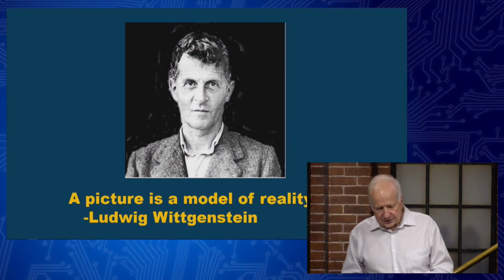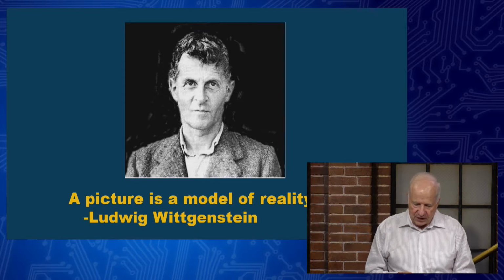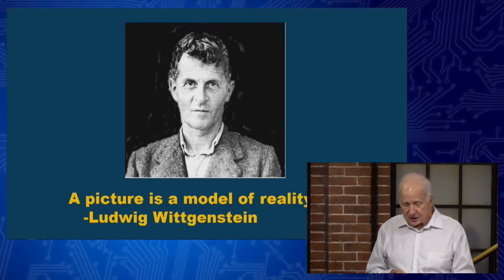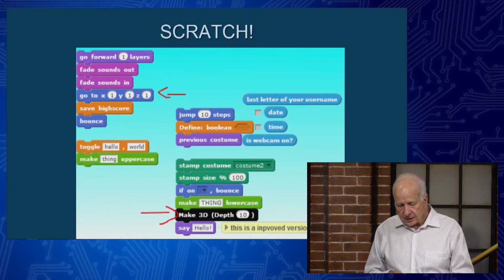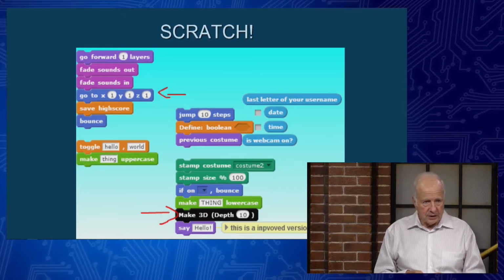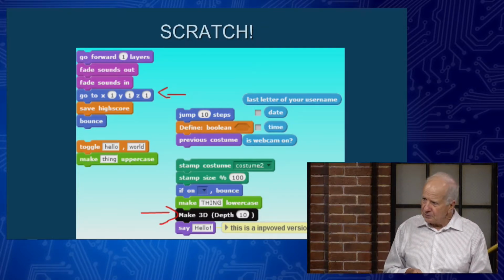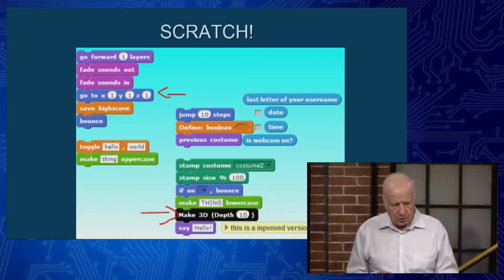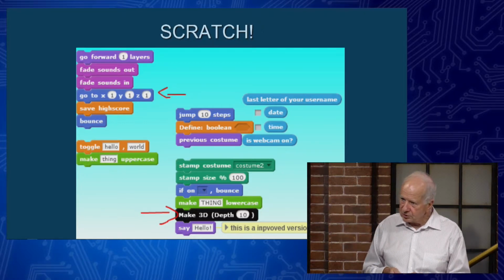Now, a very famous philosopher of the 1900s was Ludwig Wittgenstein. He said a picture is a model of reality. He wrote a whole book on that. He said we think in terms of pictures. Well, we have a very successful computer language called Scratch that 12-year-olds just thrive on.